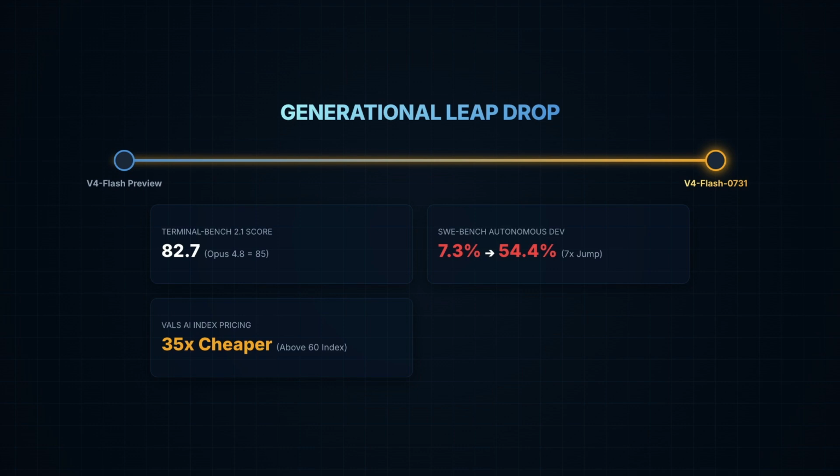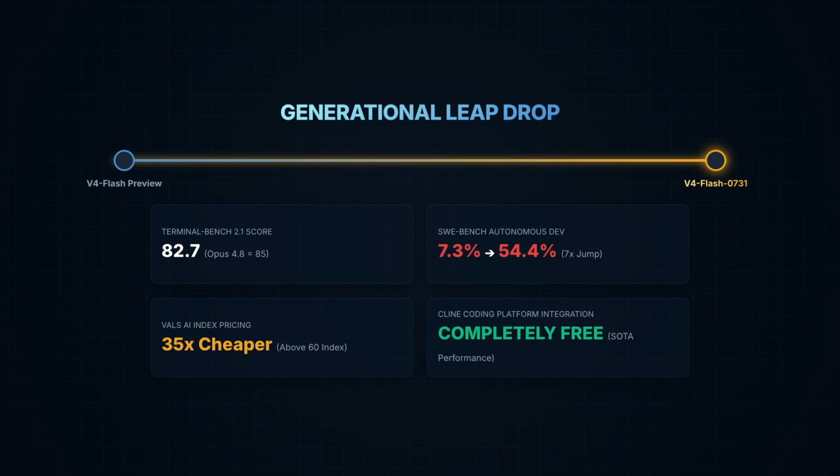For context, Claude Opus 4.8 sits around 85. You're within striking distance of a model that costs $15 per million input tokens. V4 Flash, about 14 cents. SWE-Bench went from 7.3 to 54.4. That's a seven-fold improvement in autonomous software engineering capability.